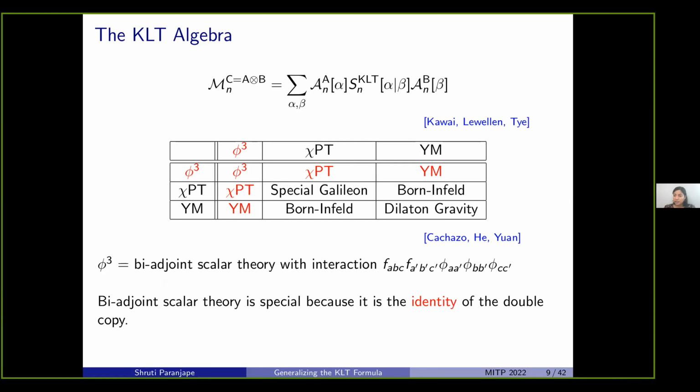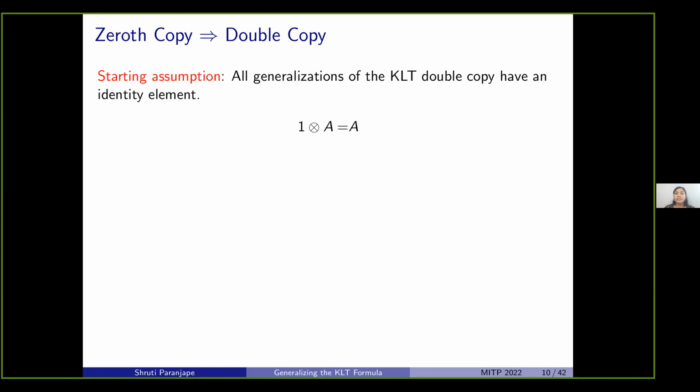Now I want to flip that around and say, if I want to generalize the KLT formula, why don't I start with the assumption that all generalizations of the KLT double copy must have an identity element? And having an identity element means you have a theory that satisfies relations like 1 times A is A and 1 times 1 is 1, right? Good.